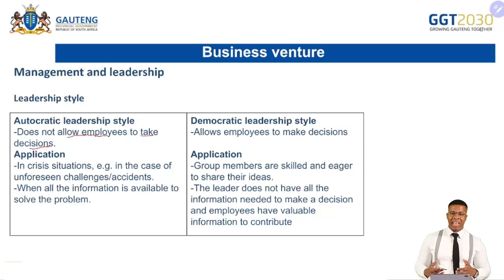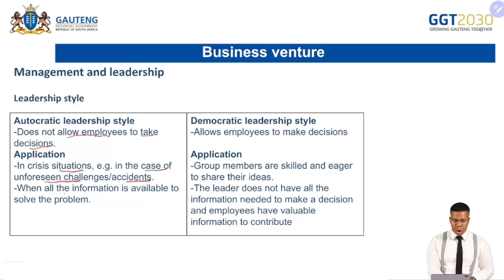What is key again for you to remember with autocratic is when can we use it? The application. As a leader, you cannot only use one leadership style, but we'll talk about that when we get to your leadership theories. Application has to do with when to use the leadership style. So you can use autocratic as a leader in a crisis situation, e.g. in a case of unforeseen challenges or accidents, or when all information is available to solve a problem, then you use autocratic.